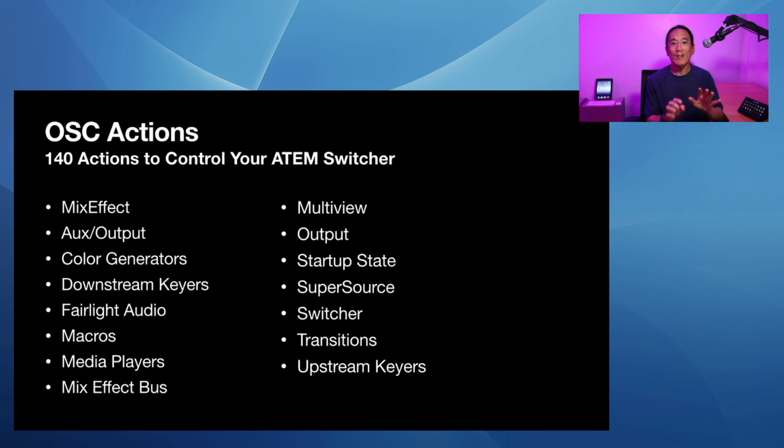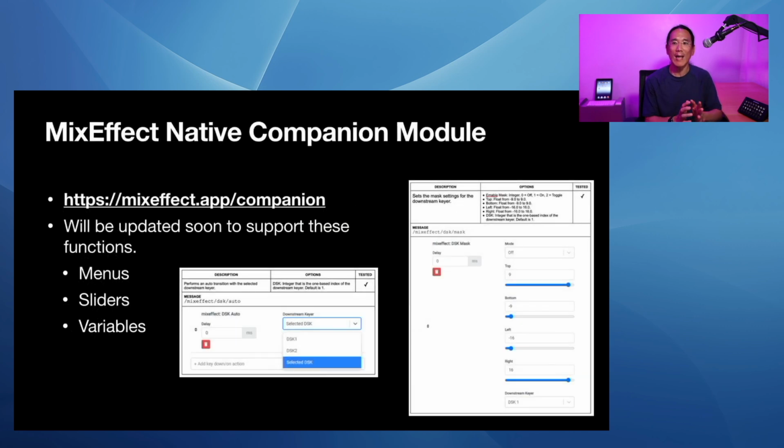Here are all the things now that you can control from MixEffect and Companion. The application itself, auxiliary output, color generators, downstream keyers, Fairlight audio, macros, media player, MixEffect bus, multi-view, output, startup state, SuperSource, the switcher, transitions, and upstream keyers. So we're going to go through every one of those right now, all 140 actions.